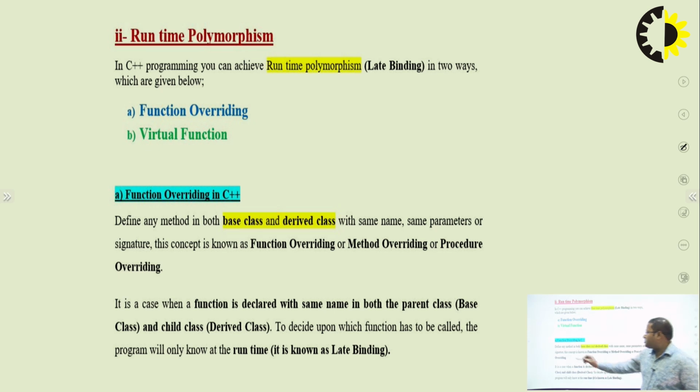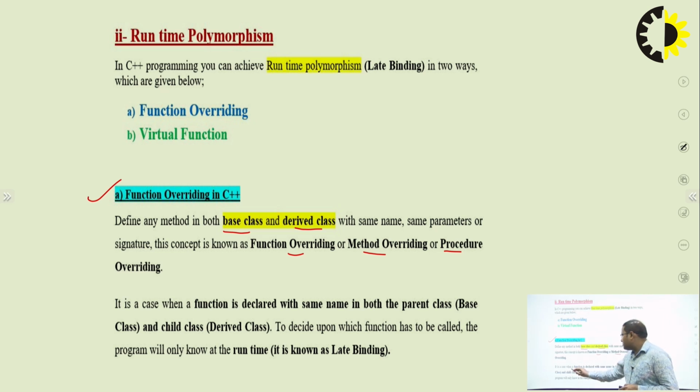Now I am going to discuss function overriding. Define any method in both the base class and the derived class with the same name and same parameters or signature. This concept is known as function overriding or method overriding. It should be noted that in case of function overloading, I am using one class, but in case of function overriding, two classes will be used. First is the base class and second is the derived class.